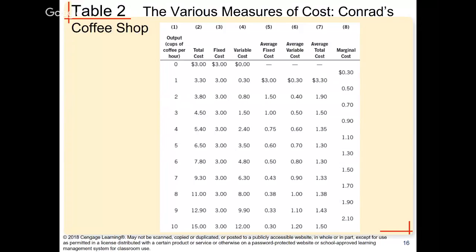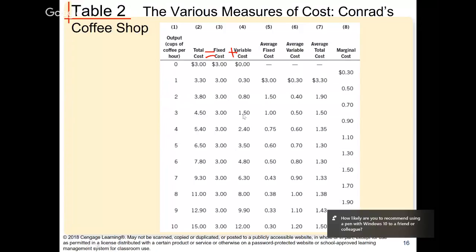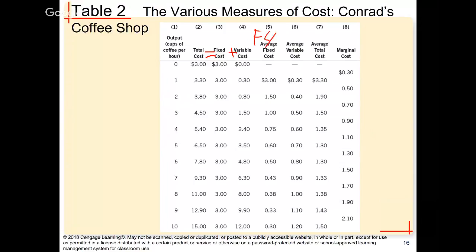So your total cost equals your fixed cost plus variable cost. And then your average fixed cost is your fixed cost divided by quantity. Average variable cost is your variable cost divided by quantity. And then average total cost is your total cost divided by quantity. All right, marginal cost.